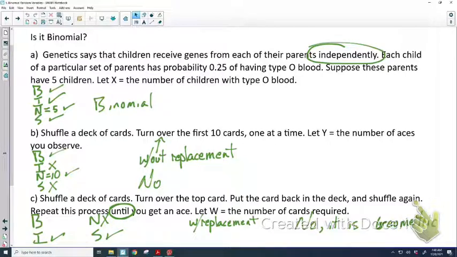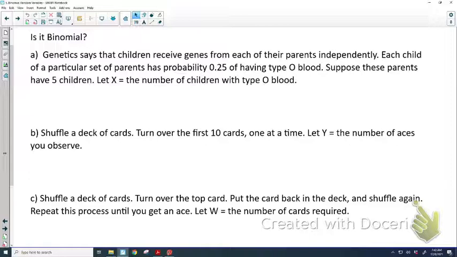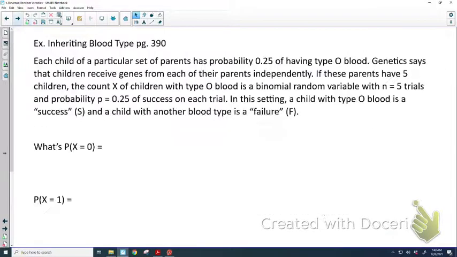All right, hopefully what binomial is and is not is starting to click. Let's do an actual problem off of option A. So same scenario as option A. We're choosing 5 kids, or having 5 kids, I don't know. And we want to know what are the chances that none of them have type O.